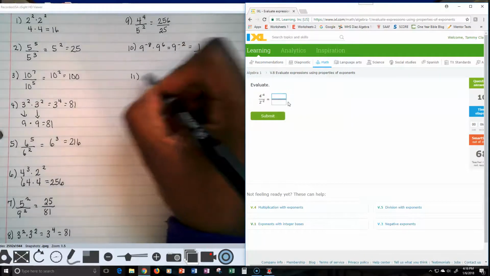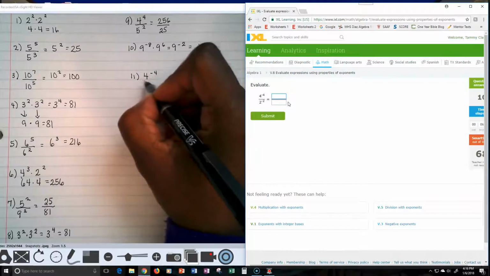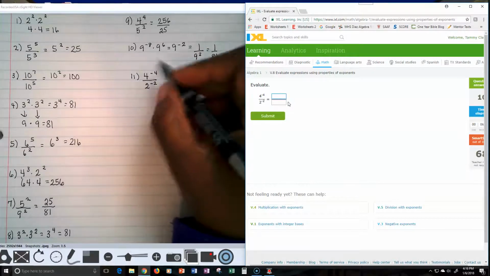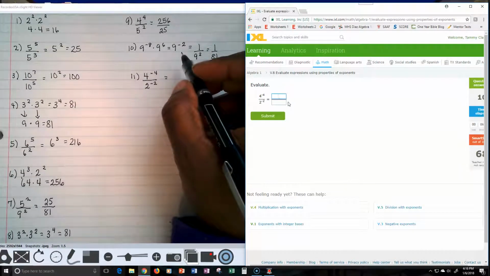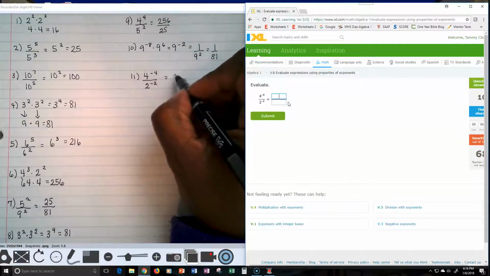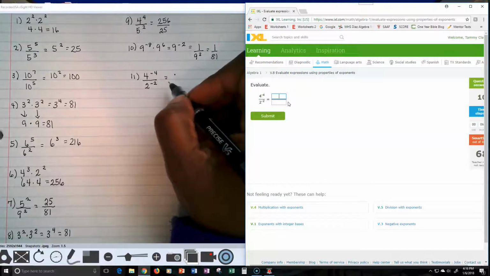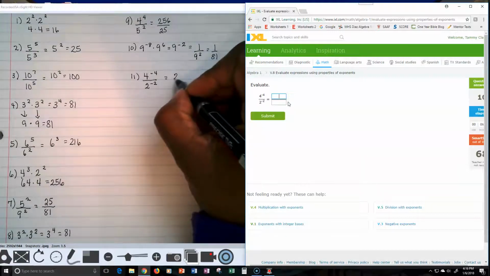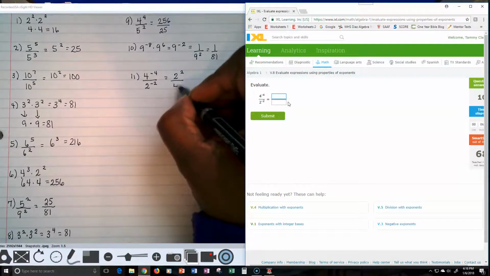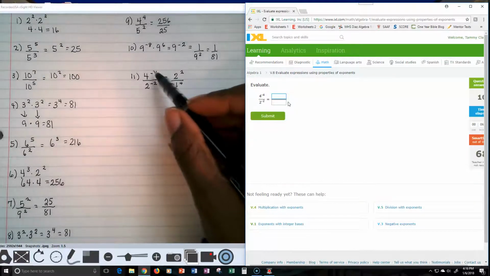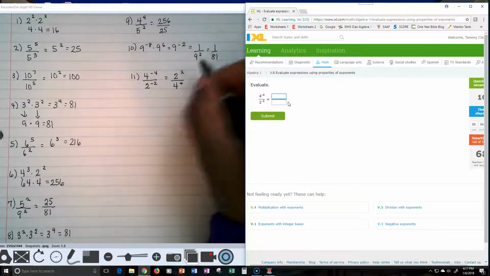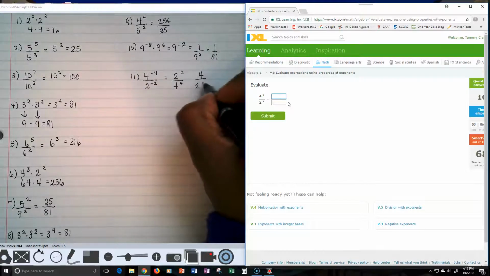Number 11, we have 4 to the negative 4th power divided by 2 to the negative 2 power. So 4 to the negative 4th power would be, let's see, you know what, let's go ahead and flip these over. So we've got 2 to the second power, and then 4 to the fourth power. And I flipped them over because I want the exponents to be positive. So I've got 4 over 256.